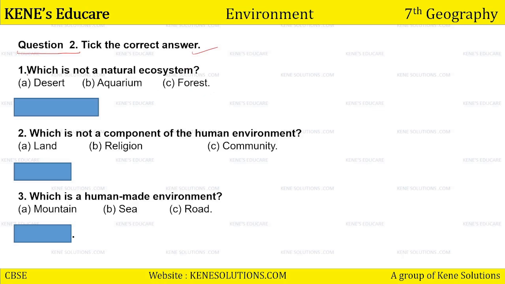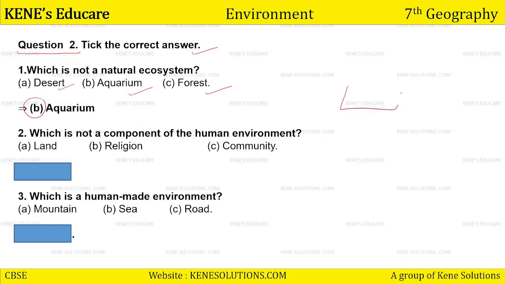So the first part says that, which is not a natural ecosystem? Desert, aquarium, forest. Now think about it. What is not a natural ecosystem? The aquarium, because we make it. B option. We make aquarium.